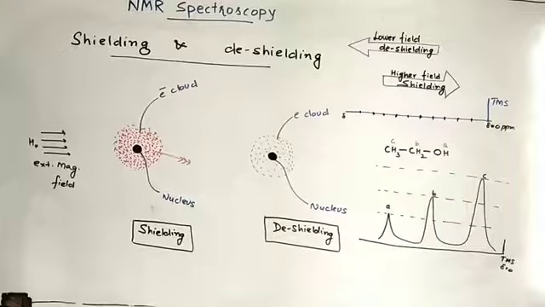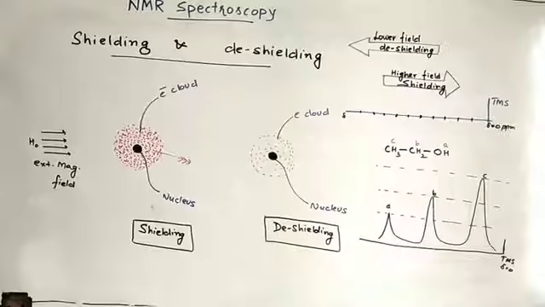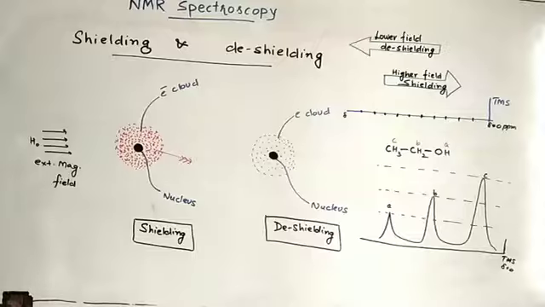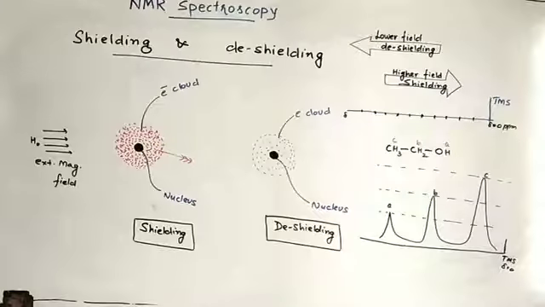That proton will not come in resonance at lower field strength. We must apply a strong external magnetic field to bring that proton into resonance with the radio wave frequency. And if the electron density around a proton is less, it can easily come into resonance with the radio wave frequency at lower field strength.